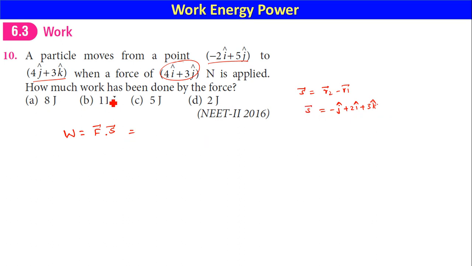So you just have to find the dot product between this force and this displacement. Okay, so 4 i cap with 2 i cap is 4 twos are 8. J cap component, 3 into minus 1 is minus 3. K cap component is not there in the force, so it is 8 minus 3 is 5. 5 joules is the answer. You have to be very careful. If you get plus 3 here, that option is also there.